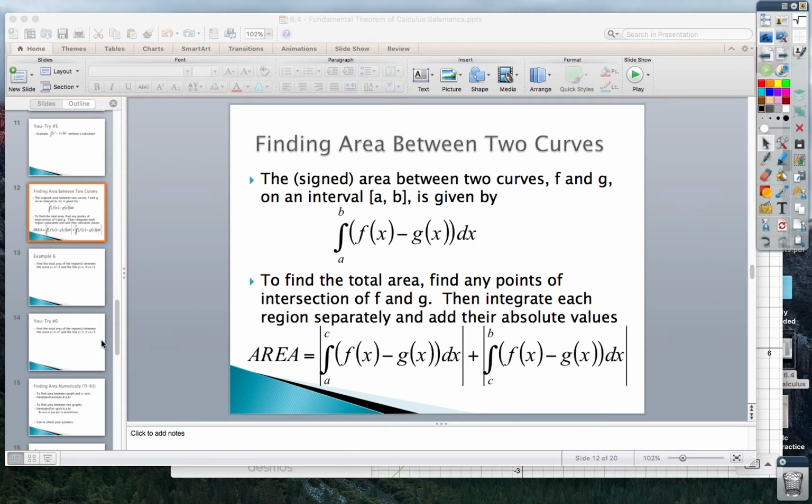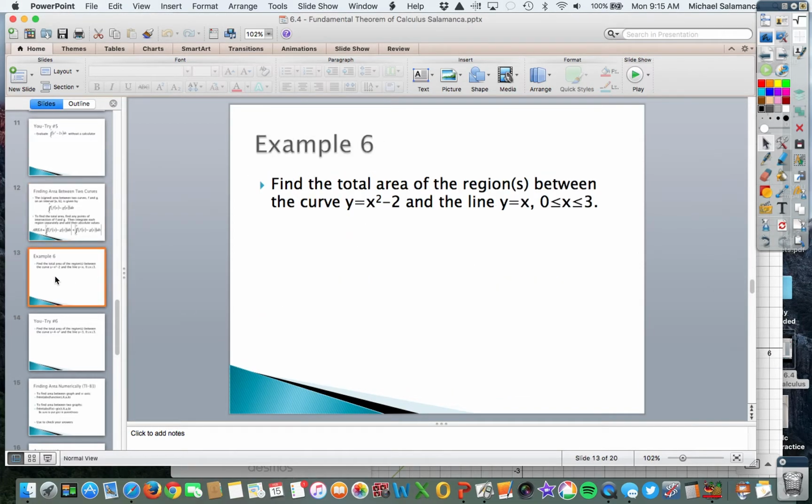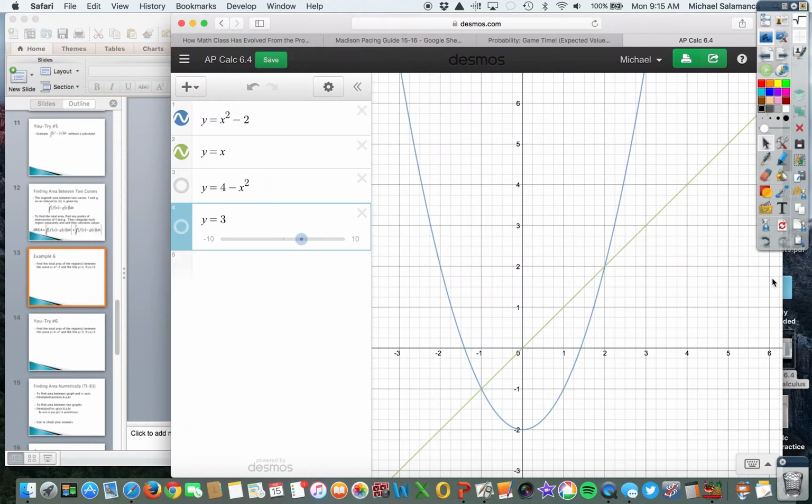So let's look at a couple examples now. It says find the total area of the regions between y equals x squared minus 2 and the line y equals x from 0 to 3. So let's take a look at that graph.